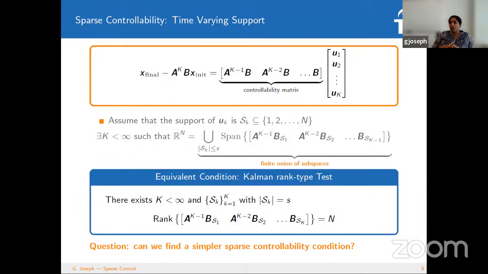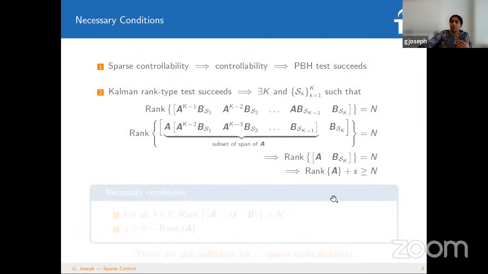So we asked the question, can we find a simpler sparse controllability condition, which is very simple and straightforward, which does not involve combinatorial computations? We want to have a controllability test which can be computed in polynomial time. So in order to do that, we first look at the necessary conditions. We make a few observations here.